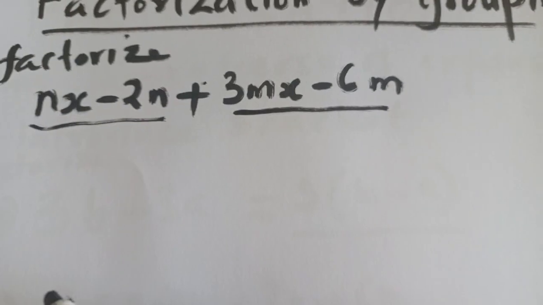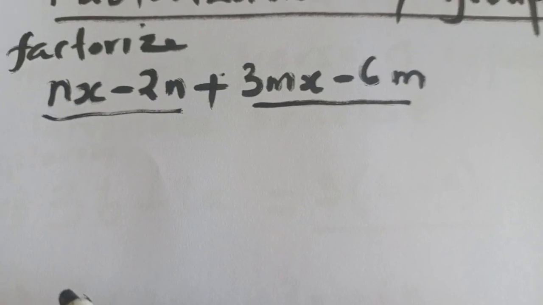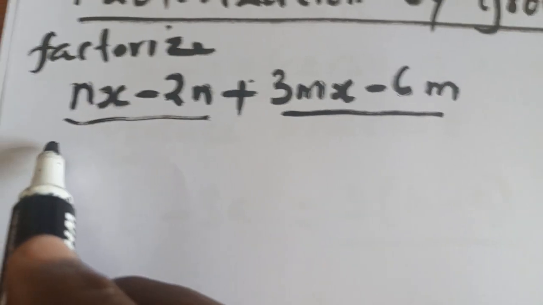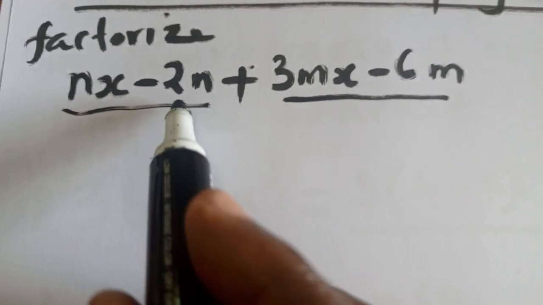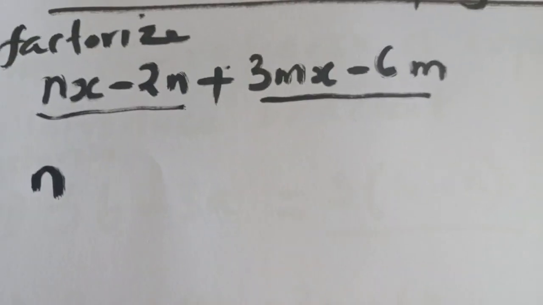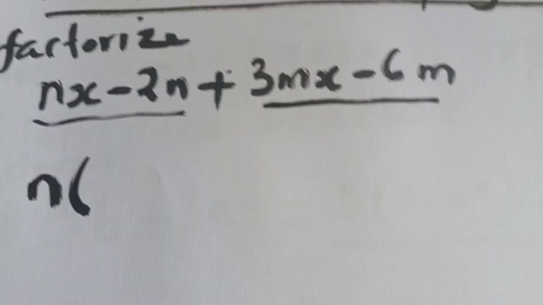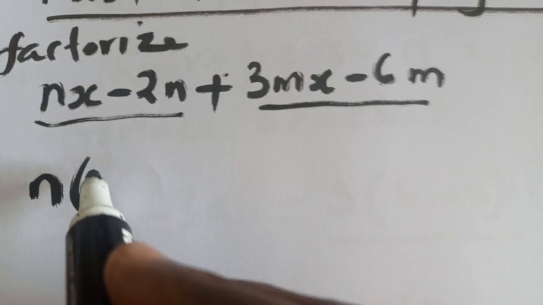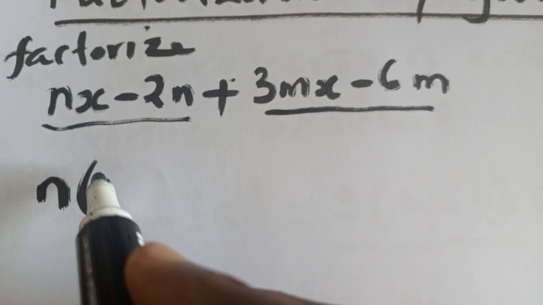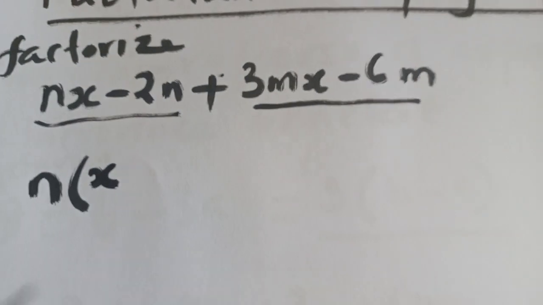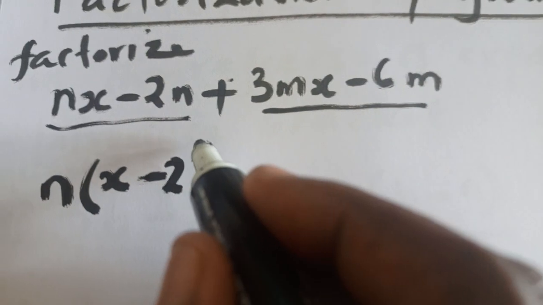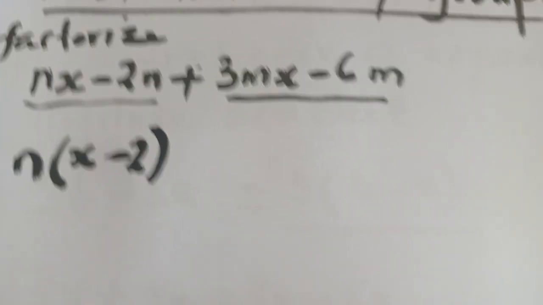After that, you look for a common factor in those groups. So in the first group, where we have nx minus 2n, the common factor is n. So I write my n and then introduce the bracket. Remember, factorization also means introduction of brackets. So x minus 2, because the n is there, not there.